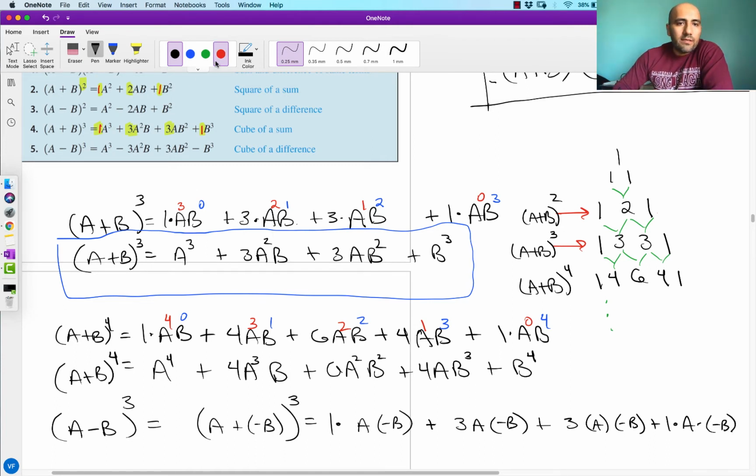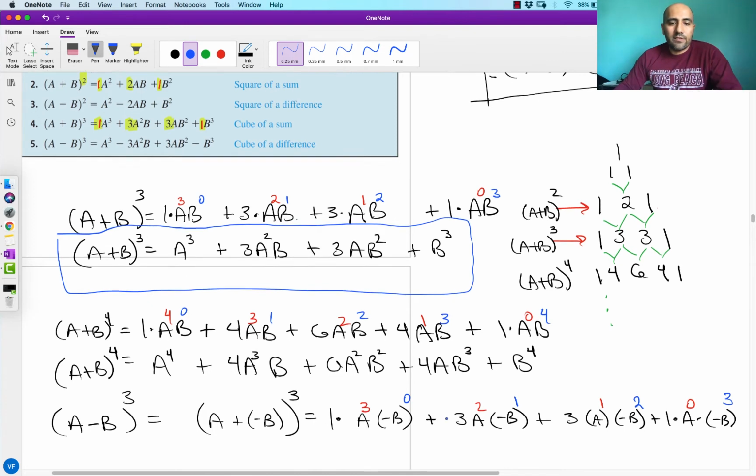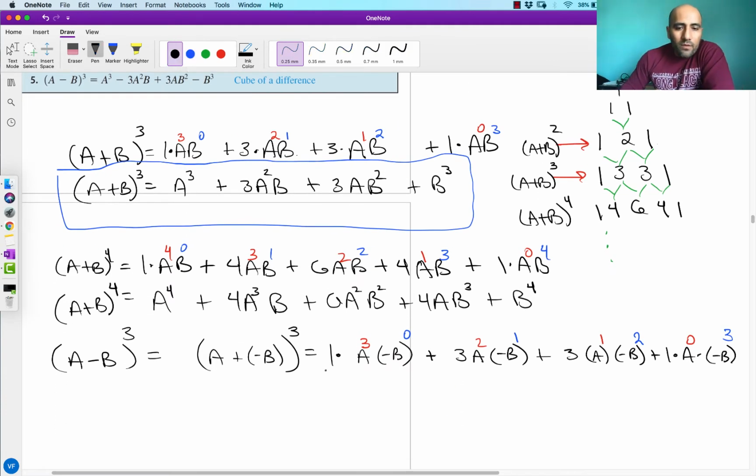And then we raise the powers. So we have power of 3. So all the a's, we start a countdown: a to the 3rd, a to the 2nd, a to the 1st, a to the 0. And then the powers of b, going backwards, we start with 3. That's going to be b to the 3, b to the 2, b to the 1, and b to the 0. And then we simplify it as best we can.